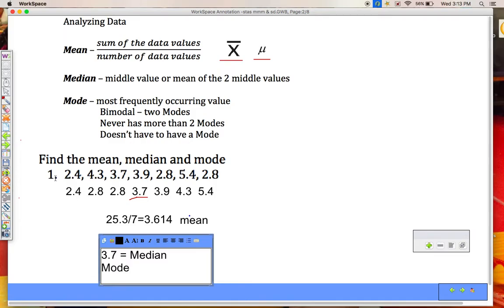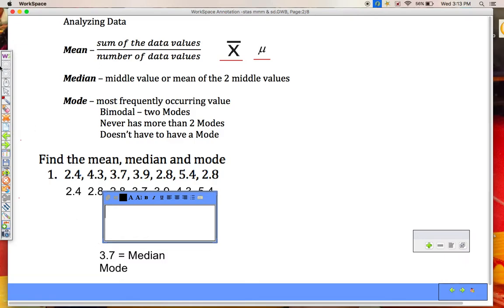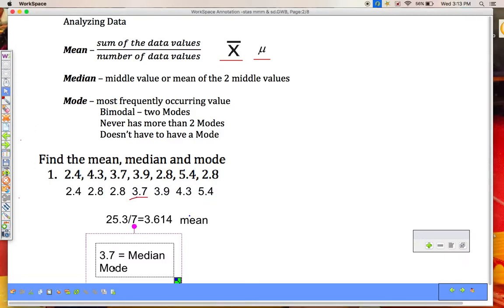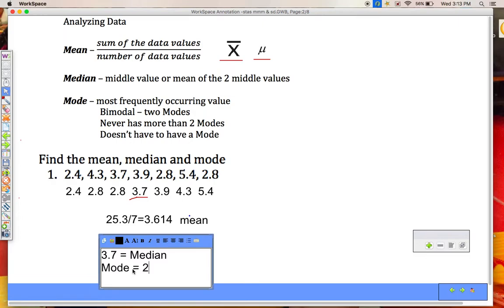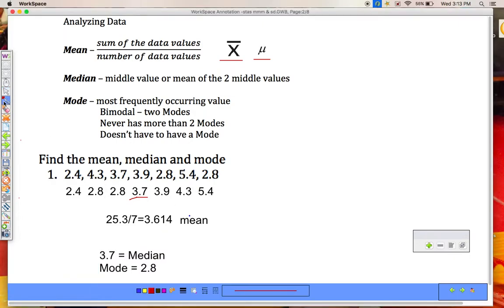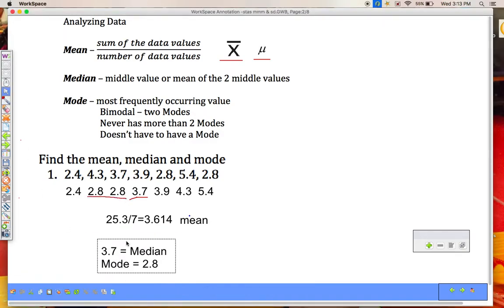All right, looking at my mode, I don't have, oh, I do. 2.8 occurs twice, and it's the only number that occurs twice, so my mode is going to be 2.8. So my mean, I add them all together, divide by the total number of terms, 3 decimal places. My median is my middle term, 1, 2, 3, 4, 7, so 3 on each side, gives me 3.7 as my median, and my mode is 2.8.